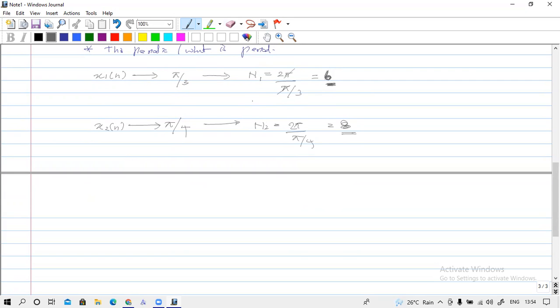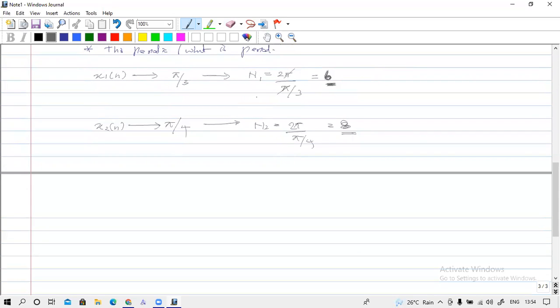Can we remember that we will get a ratio? We will get a ratio, and we check whether that ratio is an irrational number or a rational number. By that we decide whether that composite signal is periodic or not. Can you remember? So what is the ratio we should take?